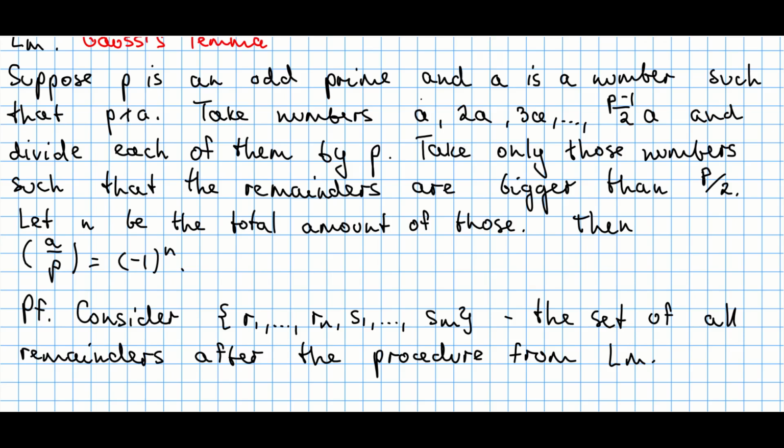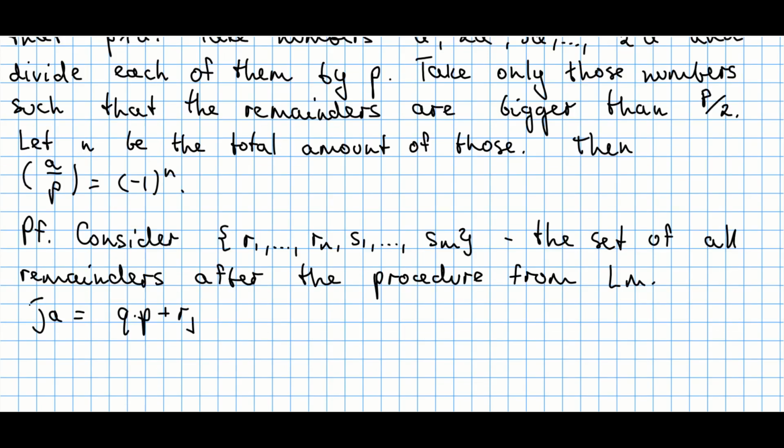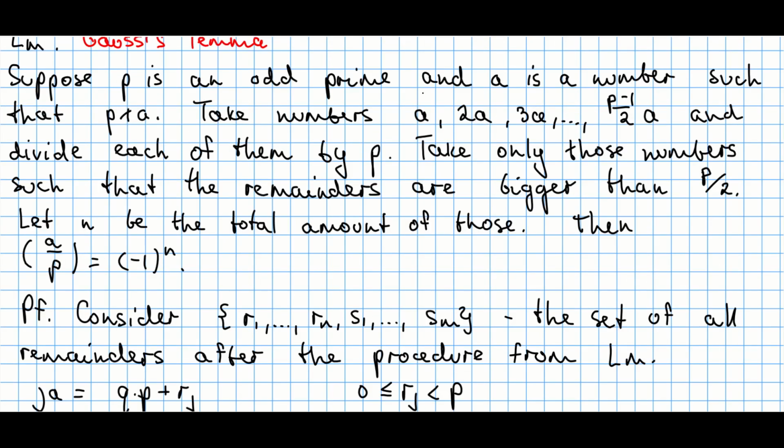So as I mentioned before, we take each number from here and divide them by P. Each of those will produce their remainders, and we're going to collect all those remainders and construct this set: R1, R2 up to Rn, S1, S2 up to Sm. So this is the set of all remainders after this procedure from this lemma. Recall that if you divide each number by P, you get remainder Rj, which is going to be between 0, and we can include 0, and strictly less than P. Well, I said we can, but at this stage, we actually never get 0. So the remainder will be strictly between 0 and P.